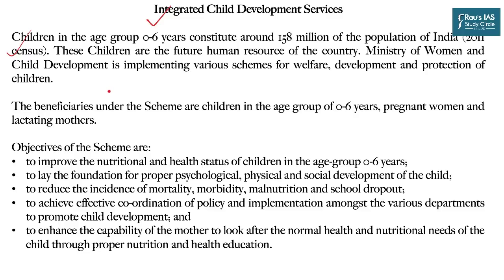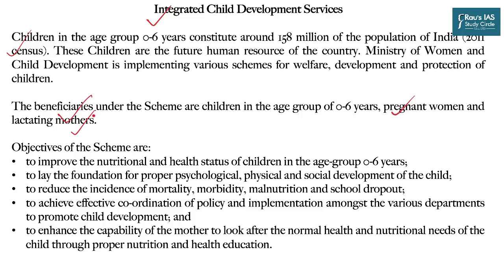And so for the same reason, the Ministry of Women and Child Development is implementing various schemes for welfare, development and protection of children. And ICDS is one of the oldest schemes under such an umbrella. It was launched in 1975 and it is one of the world's largest and unique programs for early childhood care and development. The beneficiaries under this scheme are children in the age group of 0 to 6 years, pregnant women and lactating mothers.